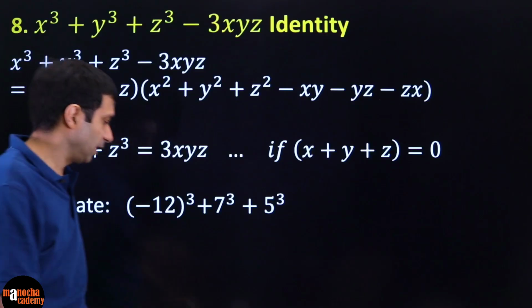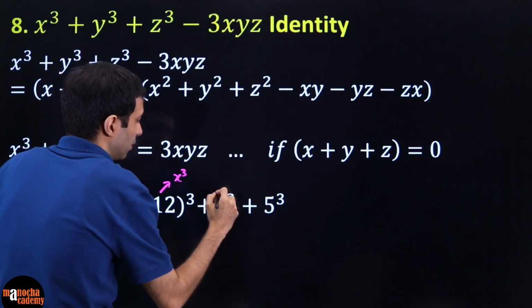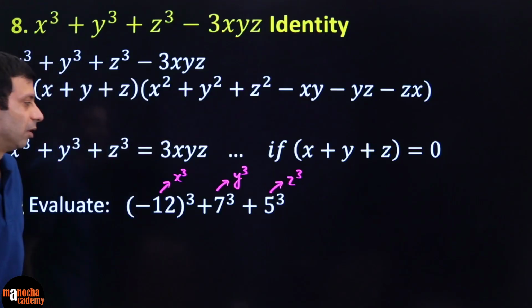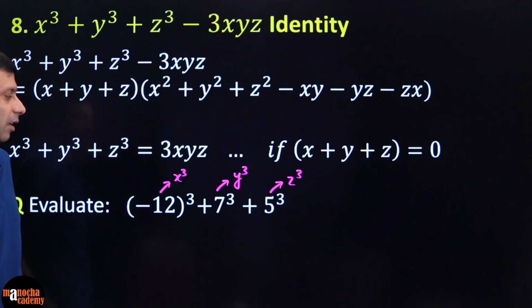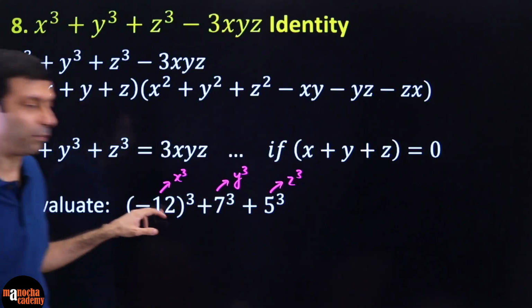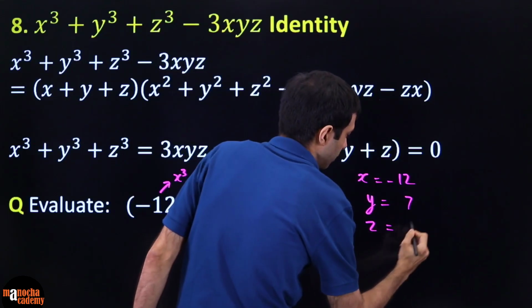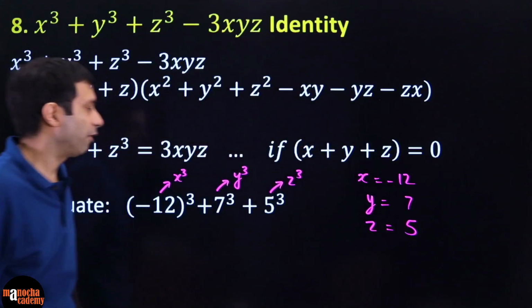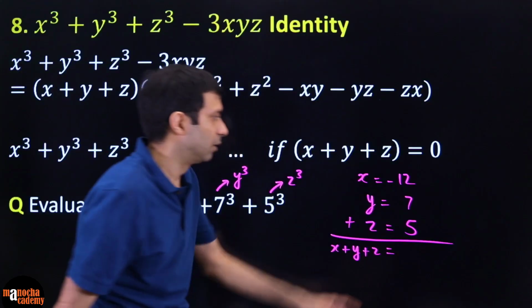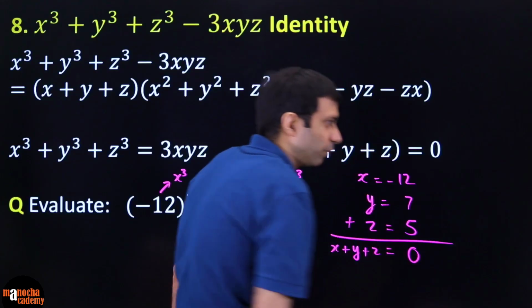But one interesting thing is, this is an x cube, this is a y cube, this is a z cube. Now, one interesting thing is, if you add up x, y and z, where x is minus 12, y is 7 and z is 5 here. If you do x plus y plus z, what do you get? 7 plus 5 is 12, minus 12, a big 0.